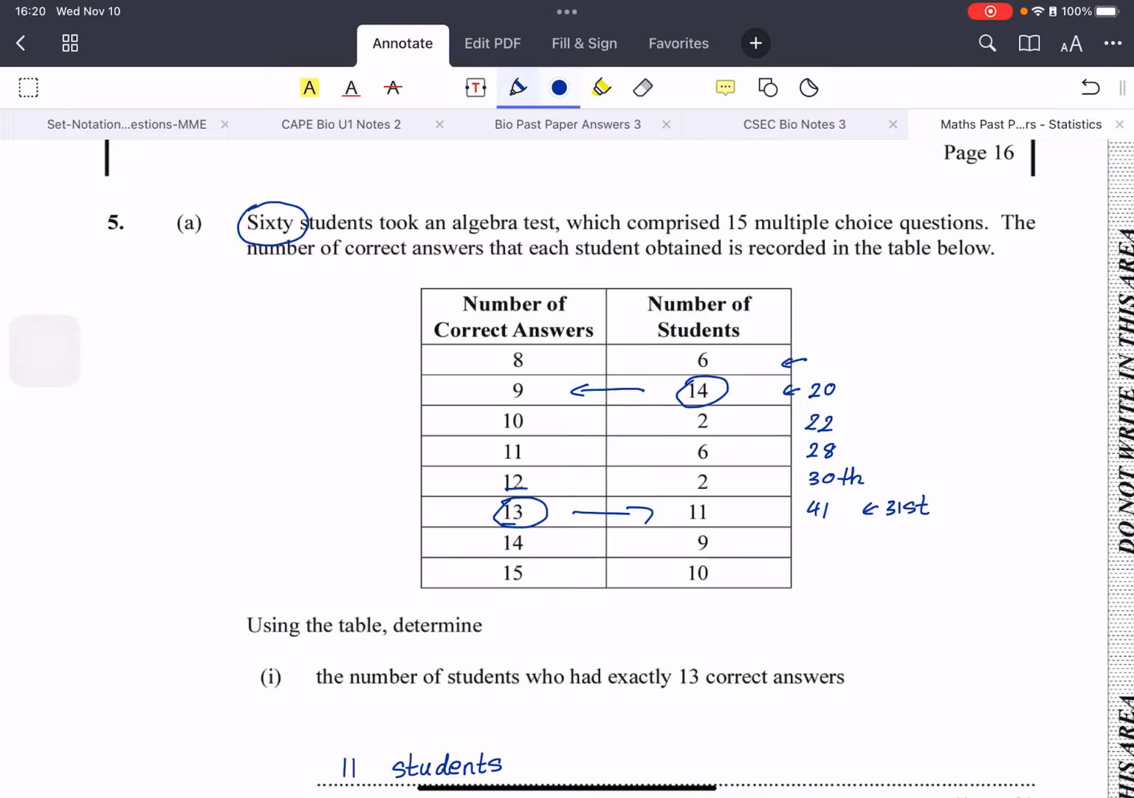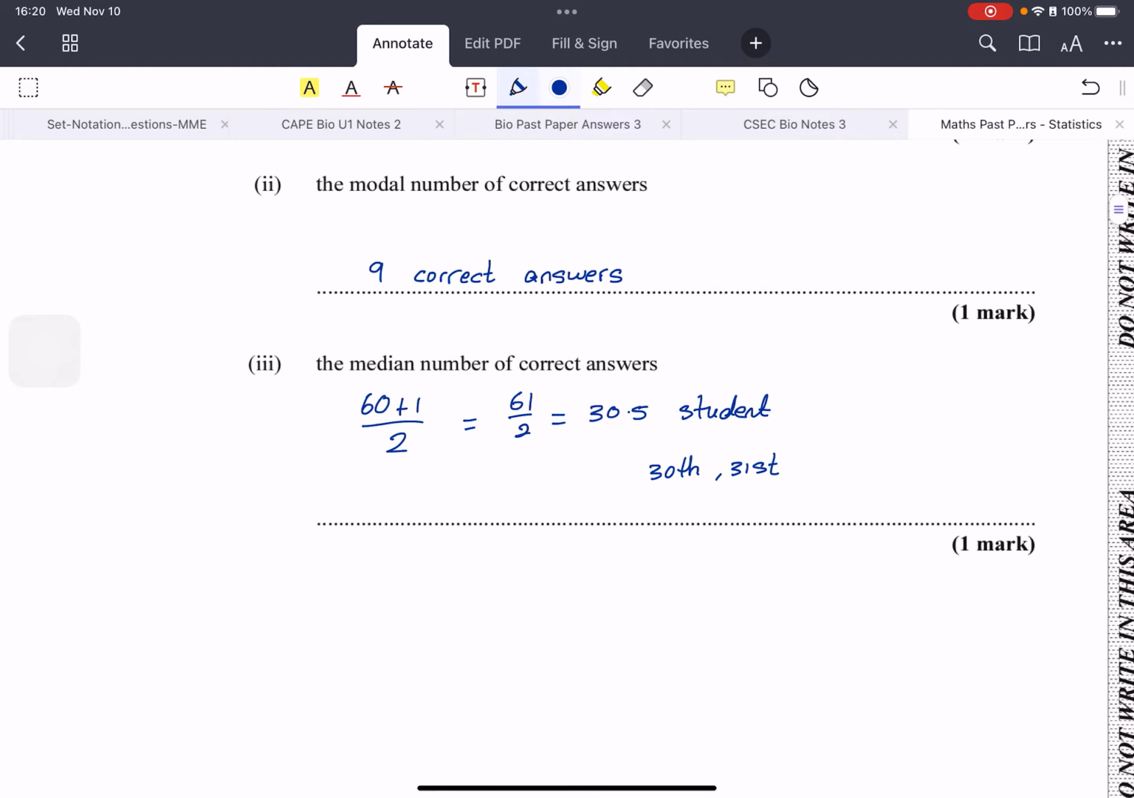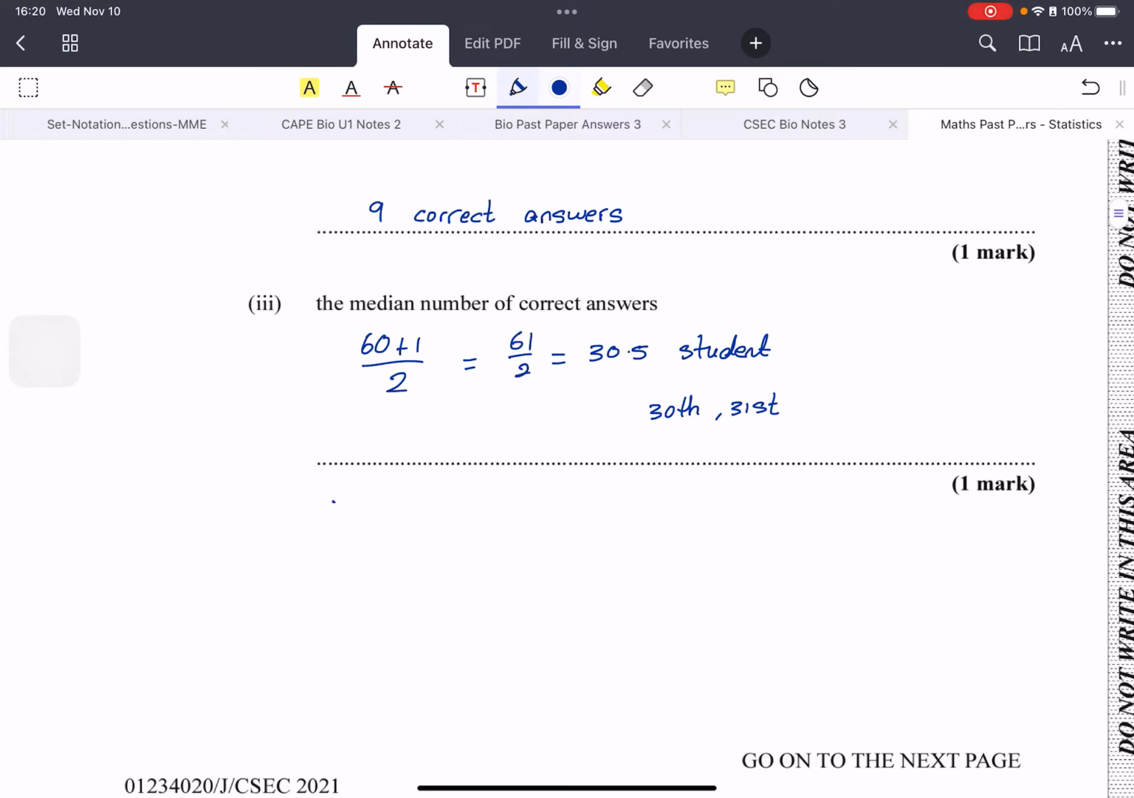So how do we find the 30.5? We simply find the average of 12 and 13. Okay, so statement wise, this is how we go. 30th student, he got 12. The 31st student, 13. And to find the median, we take the average of them, which means 12 plus 13 over 2, 12.5 is our median. A lot of work for 1 mark, I know, but it's still a mark that we got nonetheless.